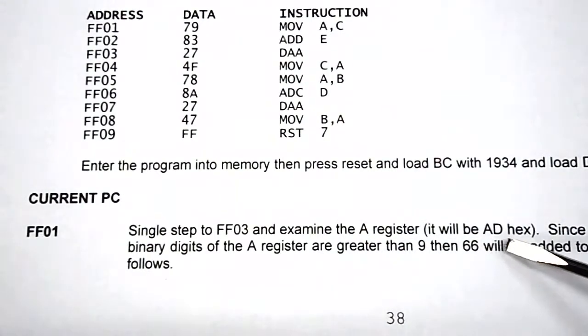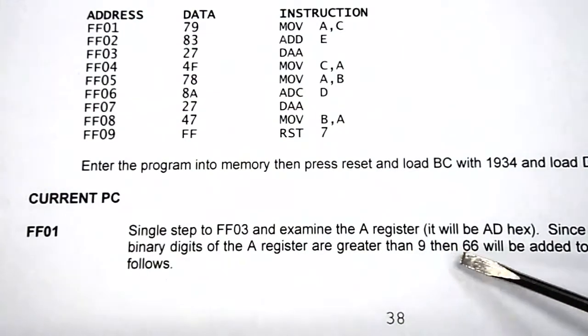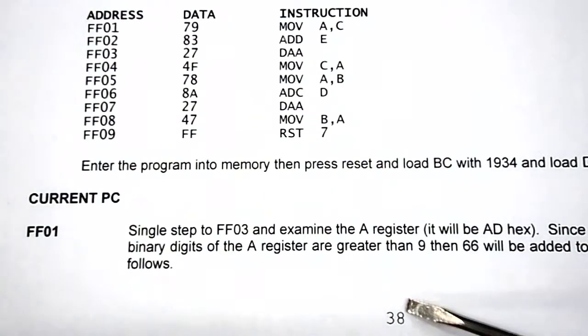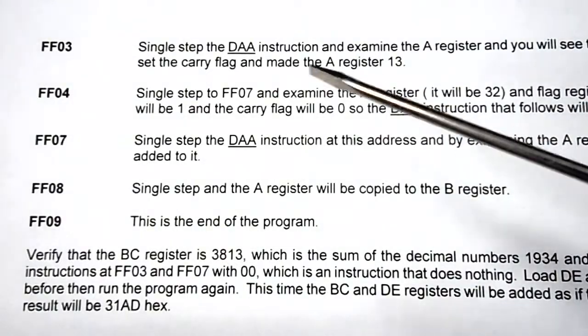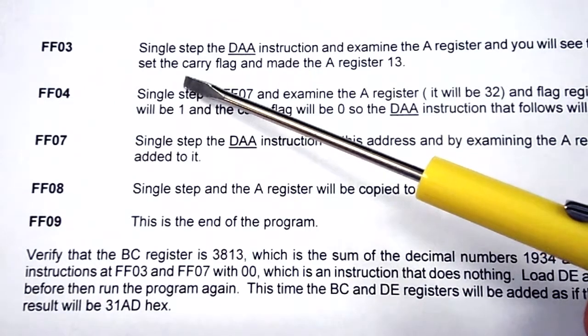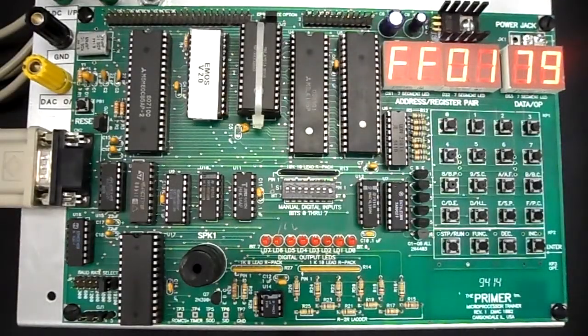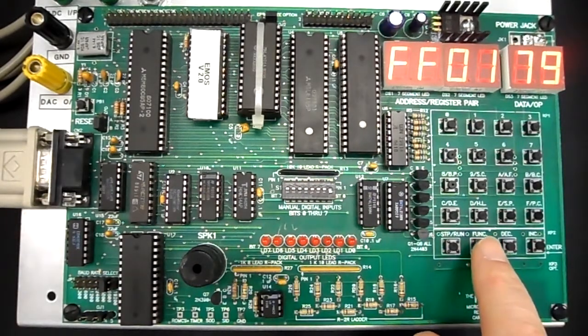It will be AD in hex, and it says since both the upper 4-bit and lower 4-bit binary digits of the A register are greater than 9, then 66 will be added to it in the DAA instruction that follows. So each line of the code is broken down, and we're just going to single step from now on and see what shows up in our accumulators and registers. So I've gone ahead and loaded the program into memory. You don't need to watch me do that every lesson.